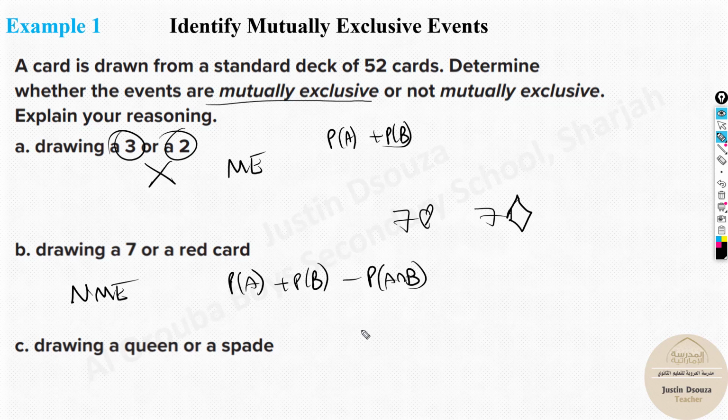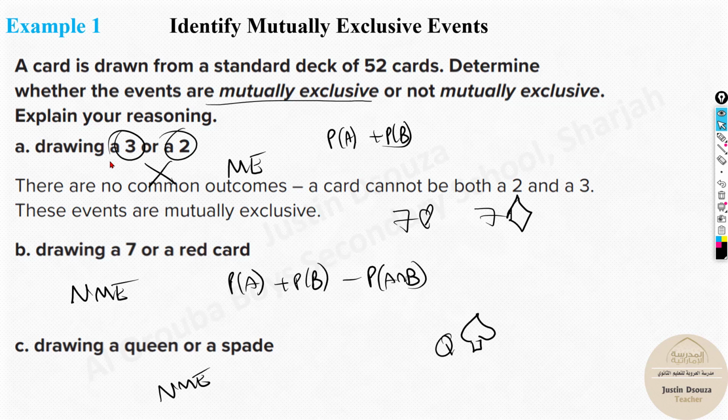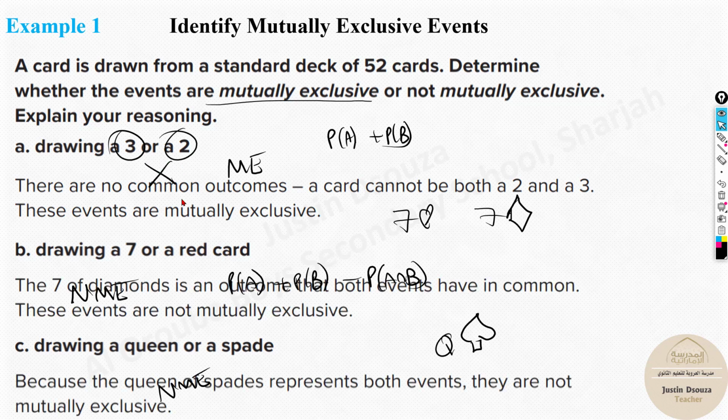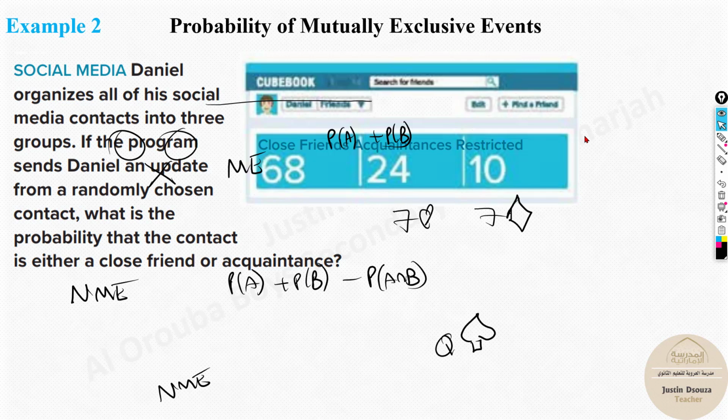Now drawing a queen or a spade. There is a queen which is of spades, isn't it? So now what happens? This is a common card. So this is also not mutually exclusive. If there are no common cards or no common events, then it would be mutually exclusive. So the first one is mutually exclusive, but all the others are not mutually exclusive.